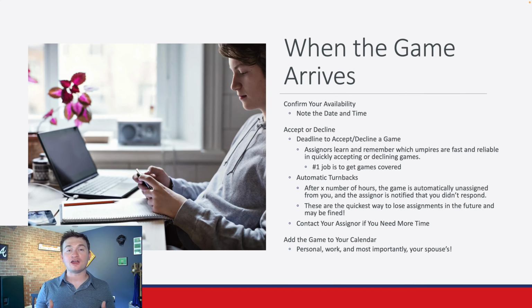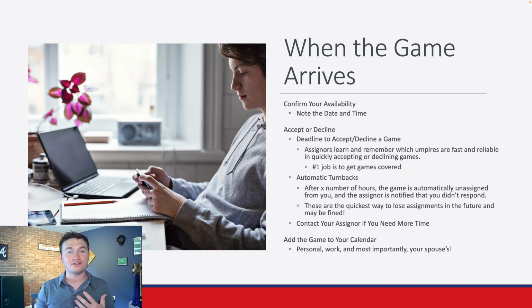Once the assigner schedules you for a game and publishes the schedule, you should get an automatic notification either by email or text message. And if you're not getting that, be sure to go through your assigning software because there should be somewhere in there for you to turn on those notifications. Now, the first thing you should do when you get an assignment is first check the date and time and confirm that you're still available.